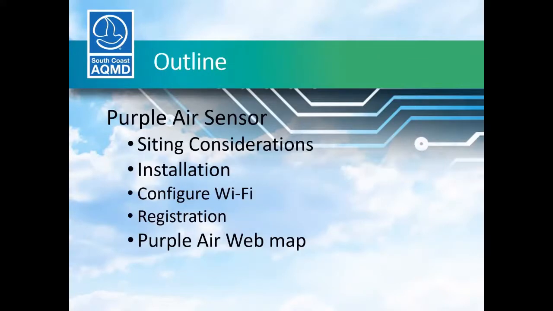So a quick outline: we're first going to look at some siting considerations for installing the sensors. Then we're going to look at how we configure the Wi-Fi to get that sensor connected to the internet through your Wi-Fi at your home. Then we're going to look at the registration process, which is online. And finally, we'll look at the Purple Air web map.